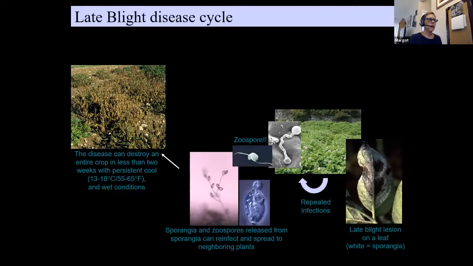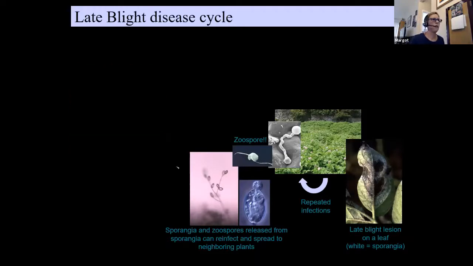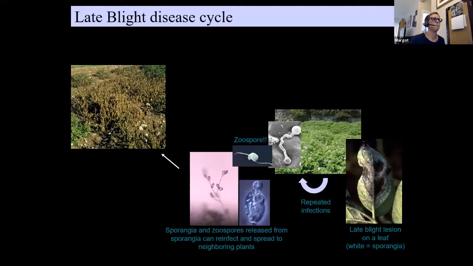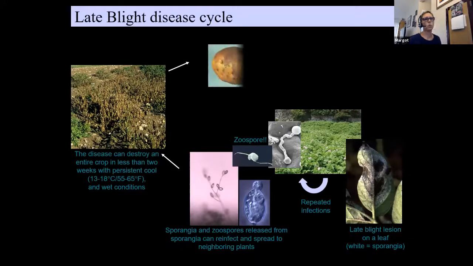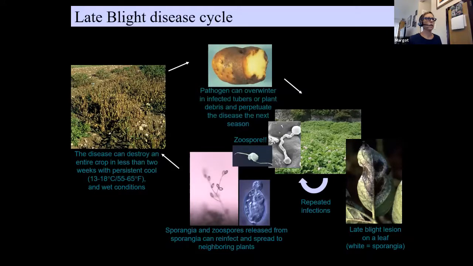The other thing that happens is the sporangia or the zoospores can also infect the tubers underground. So if you have a field that's infected and you get rid of the plants, but you leave the tubers underground and they germinate and grow the next year, you've now got another crop that's already infected before you've even started. And this is kind of what happened in Ireland.